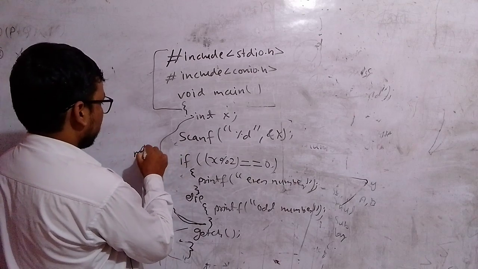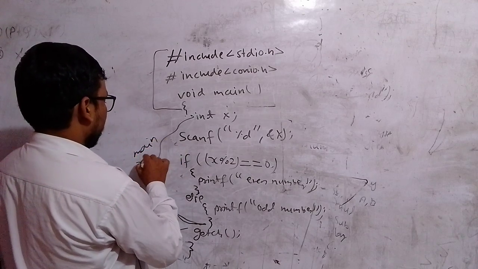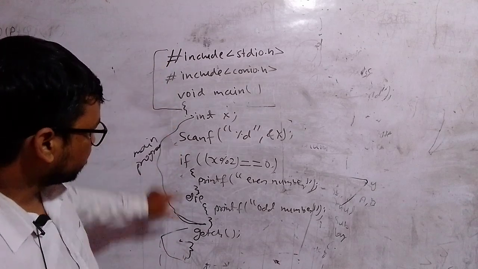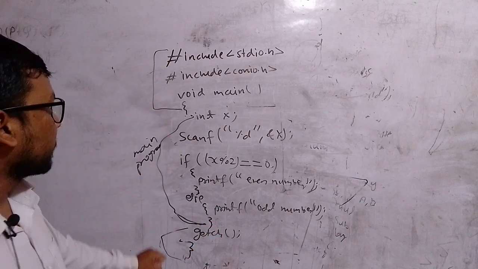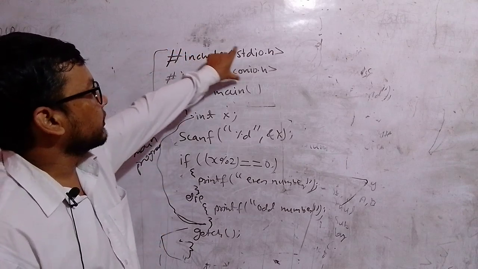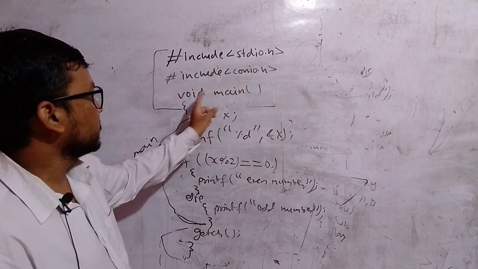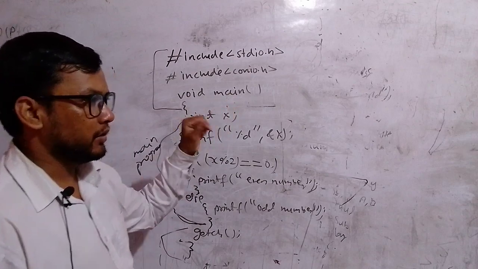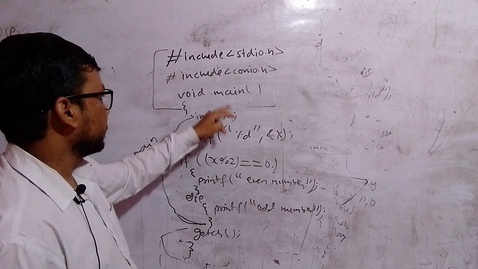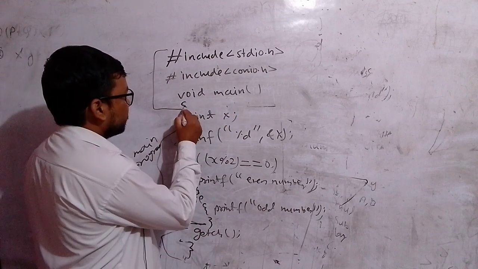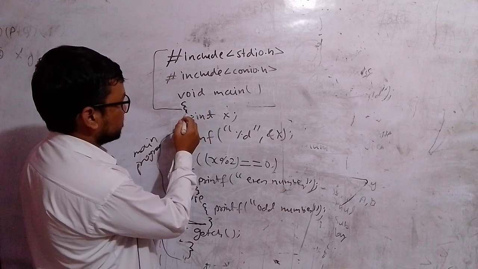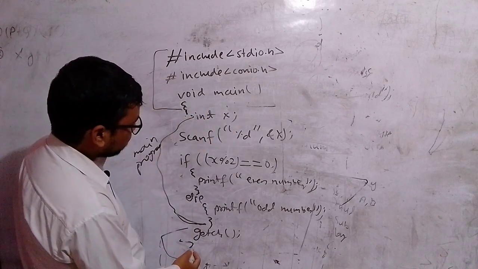This is our main program. Now these are the repeating steps for any program. These two are the header files we have already described. This is the main function. We do not do anything with it. A program contains at least one main function, and this bracket represents that the content of the main function has started, and here it ended.